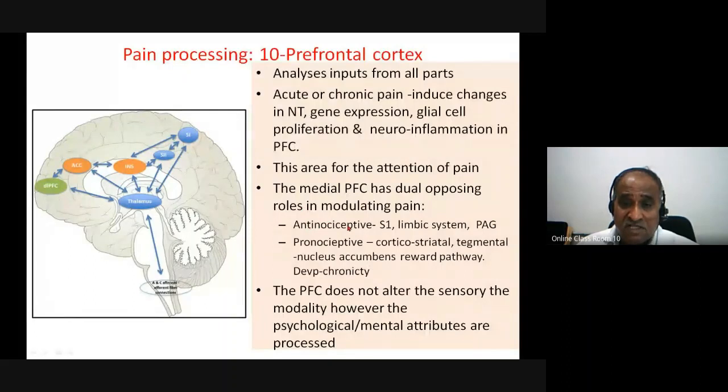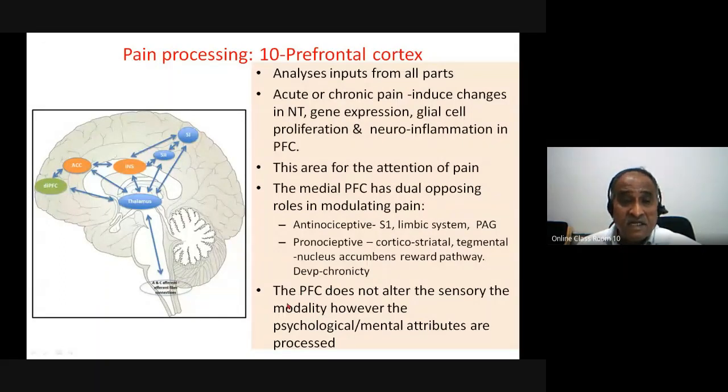Usually this antinociceptive activity suppresses and abolishes pain, whereas this one keeps the pain on and it goes into chronic, because some of the pain, especially the pains originating from malignancies or neurogenic pains, they would have this chronicity.